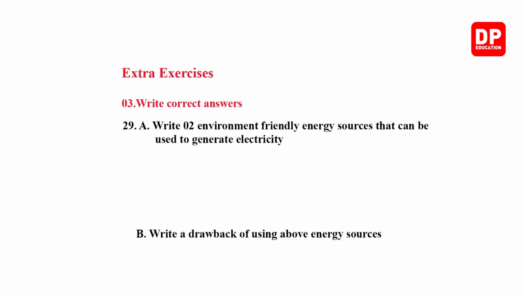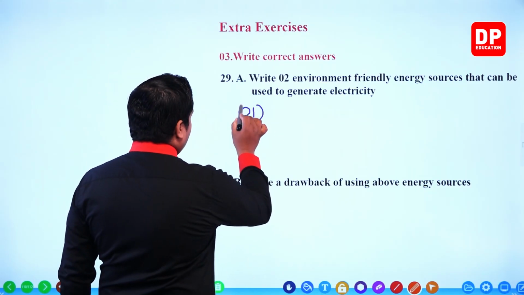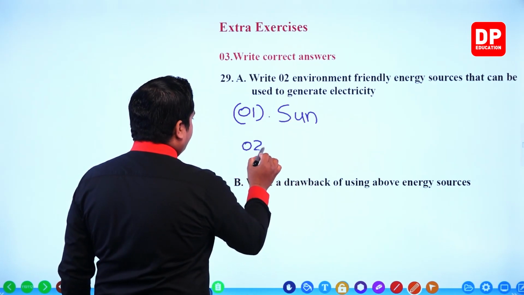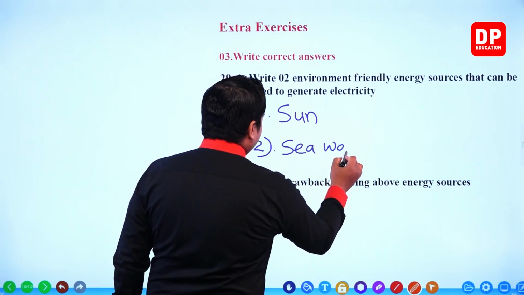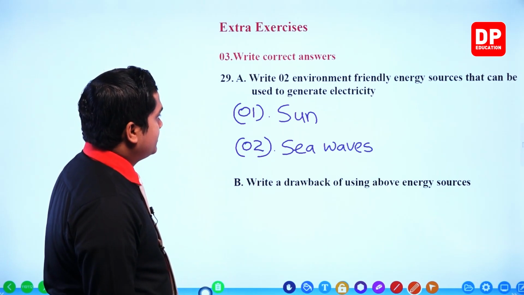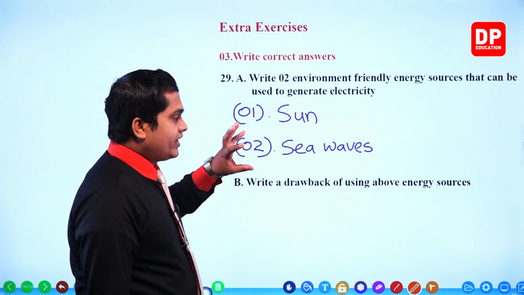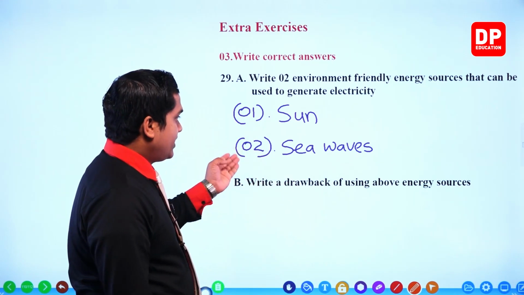Right. Then the next one. Write 2 environment friendly energy sources that can be used to generate electricity. Okay. So we can write energy sources. Number 1, sun. Number 2, sea waves. Sun and sea waves. Okay, they are asking about energy sources, my dear children. So energy sources means things that provide us with energy.